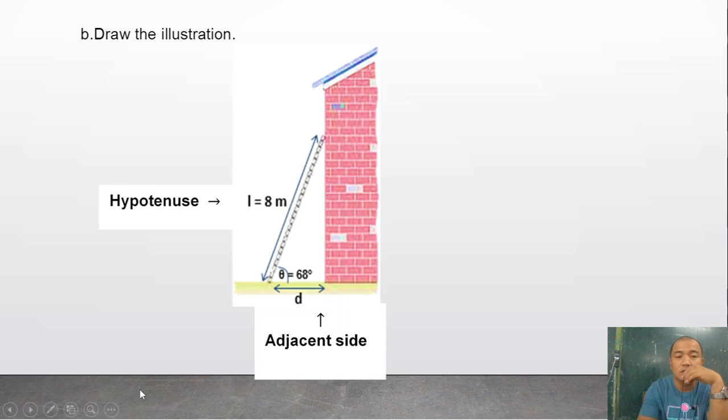So I'll illustrate, draw the illustration. So we have here a wall of the building. This is the ladder whose length is 8 meters. And then the angle of elevation formed between the ladder and the ground is 68 degrees. So find the distance between the foot of the ladder to the base of the building. So this is what we're trying to find, D. Okay, so what are the sides involved?